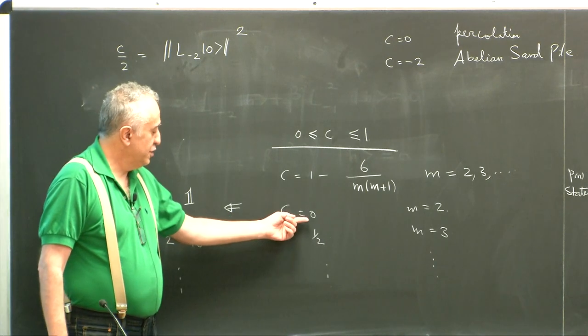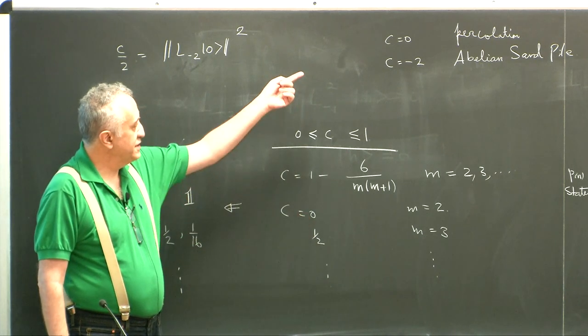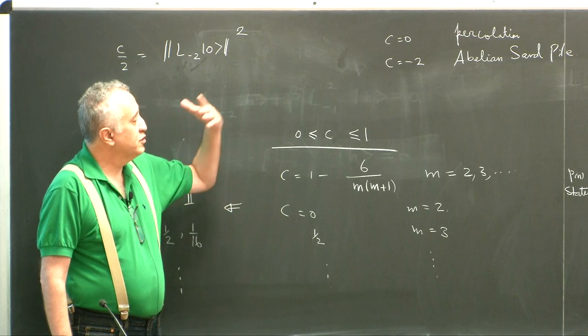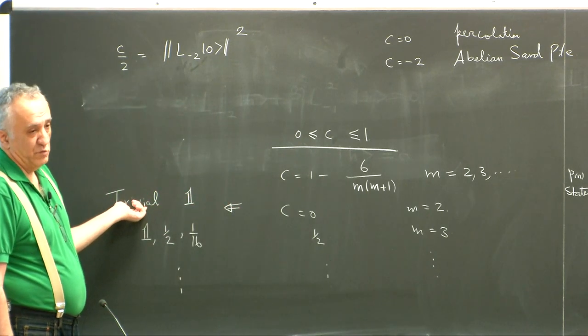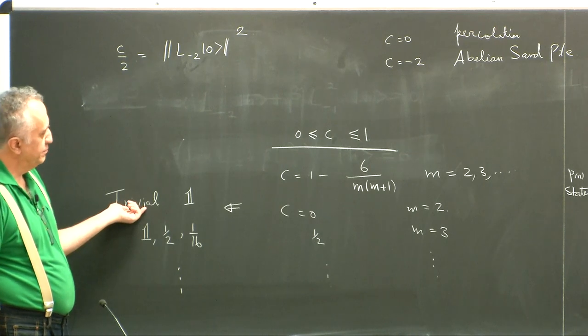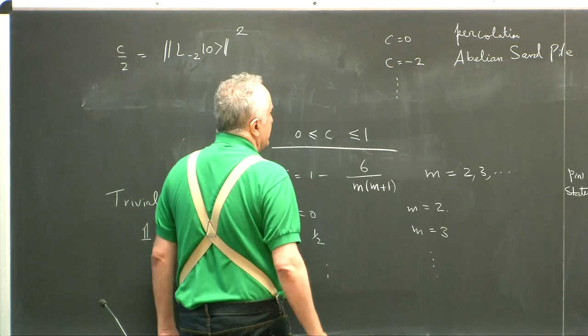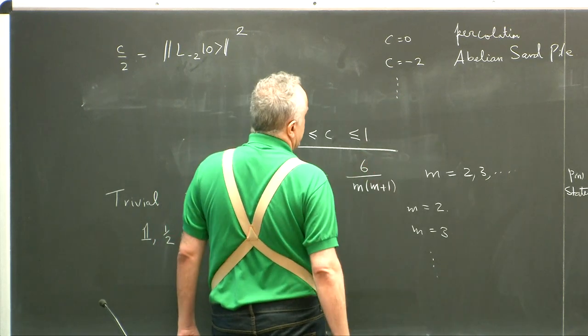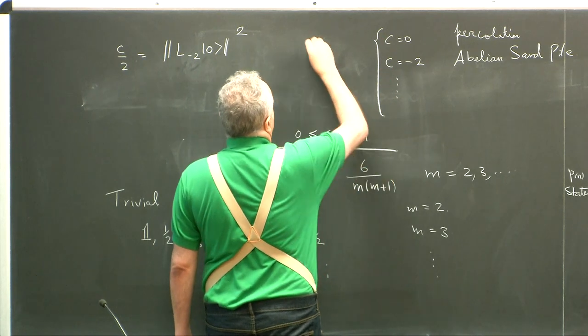So this is not the only possibility for C equal to zero. I can construct a C equal to zero theory, but non-unitary. This emptiness is imposed if you impose unitarity as well. And there are other C equal to minus one, C negative theories. And these are non-unitary.